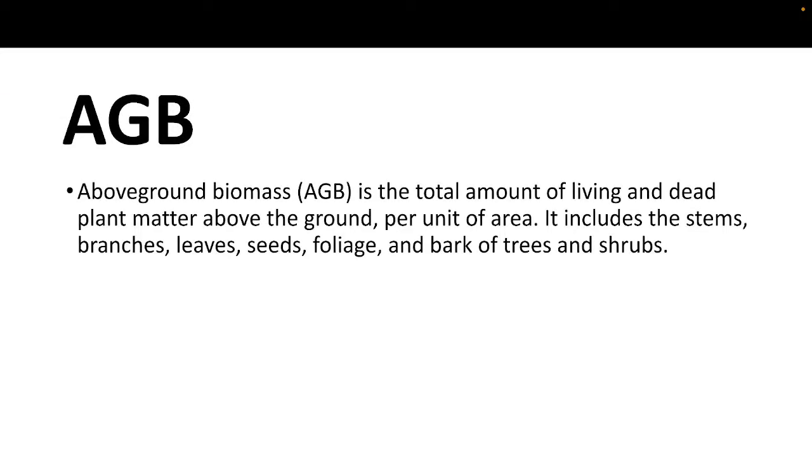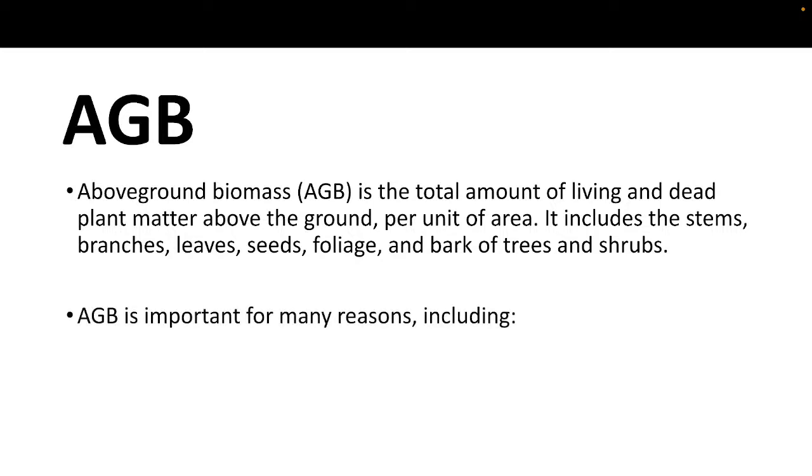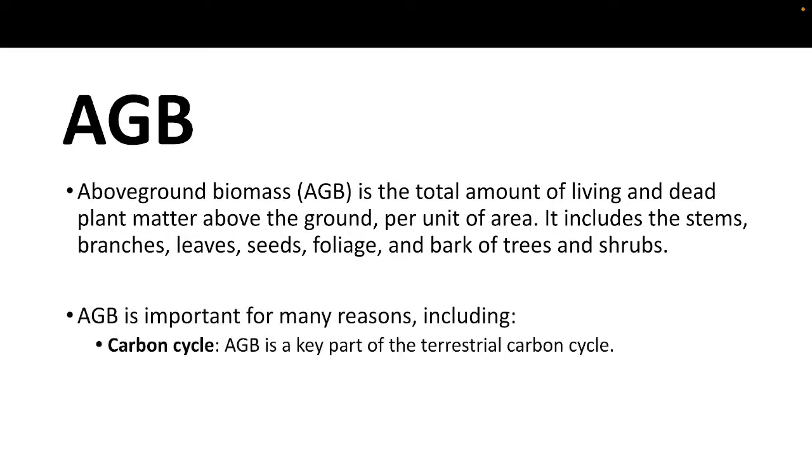So basically AGB means above ground biomass. It's the total amount of living and dead plant matter above the ground per unit of area. It includes the stem, branches, leaves, seed, foliage, and bark of trees and shrubs. We measure these things per unit of area. It is important for many reasons, including the carbon cycle, because above ground biomass is a key part of the terrestrial carbon cycle.